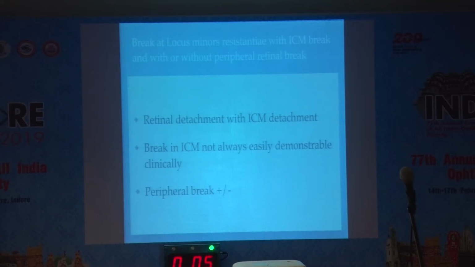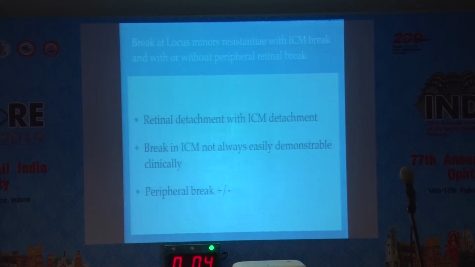But if you have a break at the locus minoris resistentiae alone, it is probably not possible, because you require pull on the normal retina or the ICM for the break between the two to occur. But what you very often see is a break at the locus minoris resistentiae with a break in the ICM, with or without a peripheral retinal break. This is the most common way of presentation to the clinician.